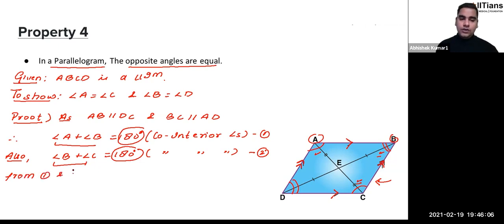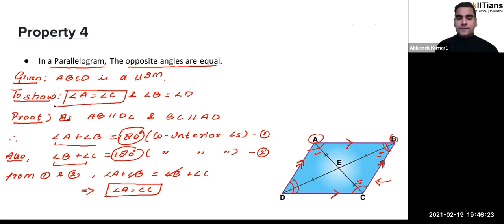So from 1 and 2, what do we have? From 1 and 2, you will have angle A plus angle B equal to angle B plus angle C. You can cancel angle B on both sides. So what will you get? You will get angle A is equal to angle C. So we have shown our first part, that is angle A is equal to angle C.